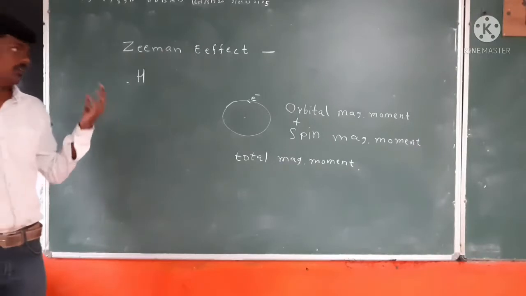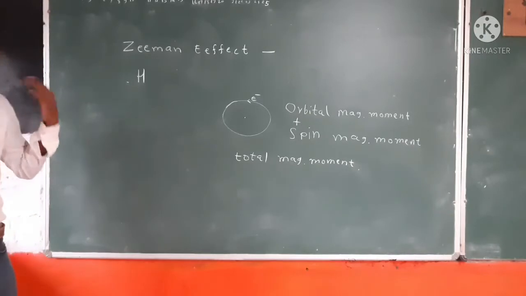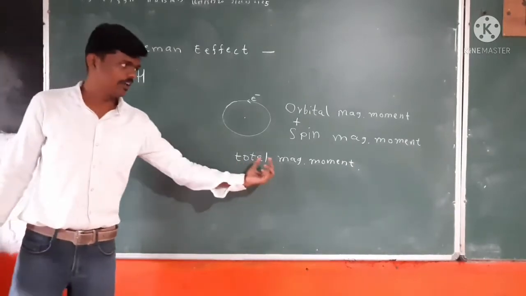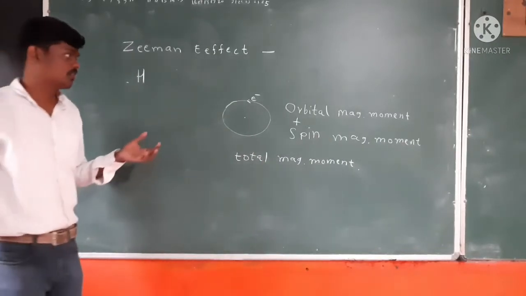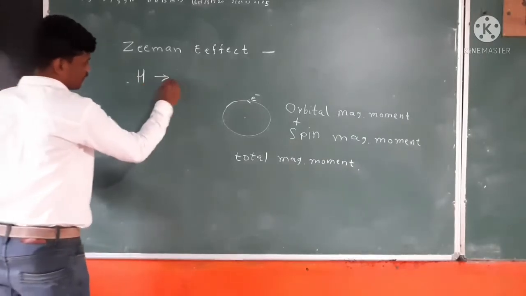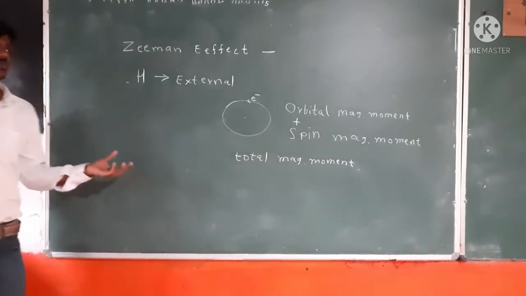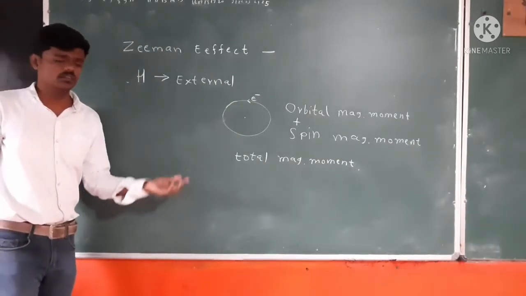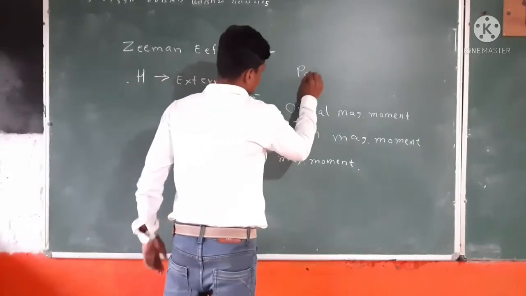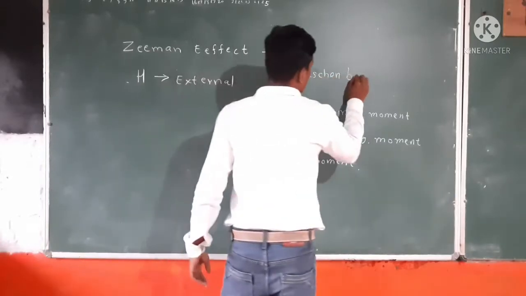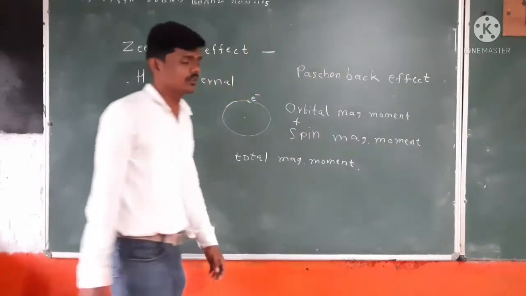If we apply an external magnetic field, capital H, to that atom, those spectral lines will split. Why do they split? Because the total magnetic moment of that atom interacts with this external magnetic field. Depending upon the strength of this external magnetic field, if it is weak, we call it the Zeeman effect. If it is strong, then we call it the Paschen-Back effect. For our syllabus, we have only the Zeeman effect, that is the weak field effect.